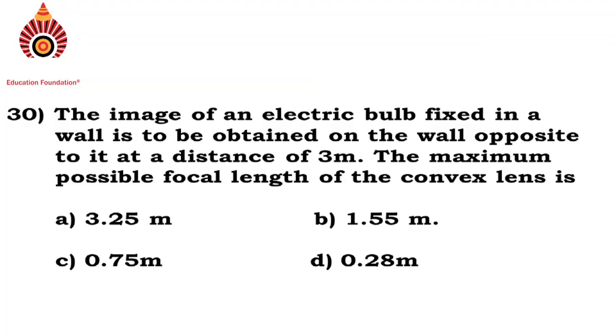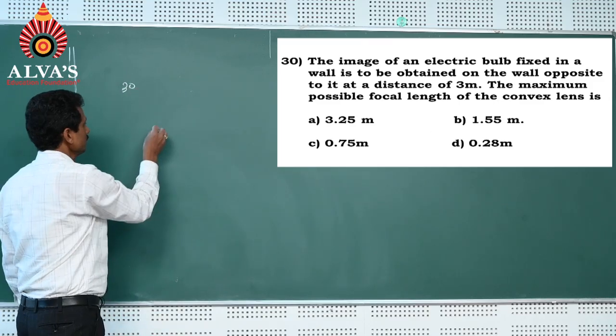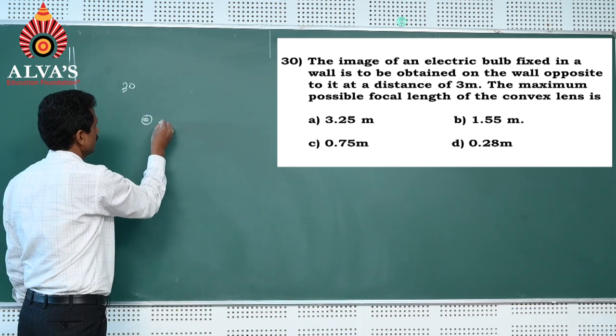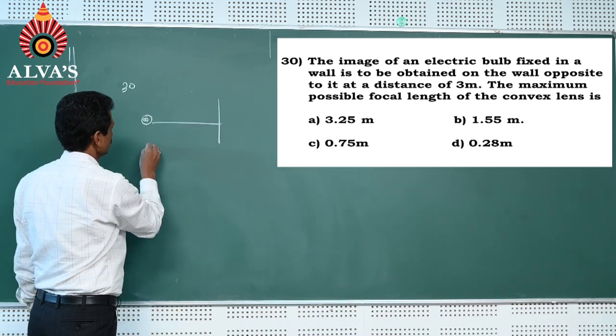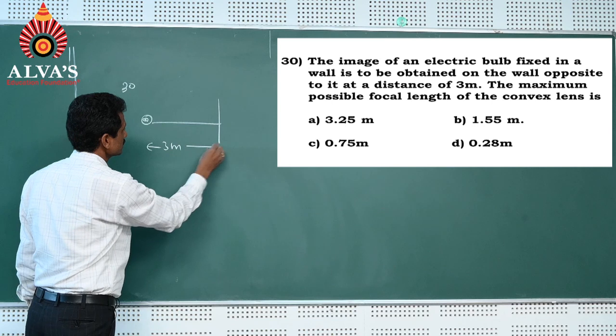Okay, we'll go to question number 30. The image of an electric bulb fixed in a wall is to be obtained on the wall opposite to it at a distance of 3 meters. The maximum possible focal length of the convex lens is. Question number 30. Okay, here the bulb and here the wall. This distance is 3 meters, given.